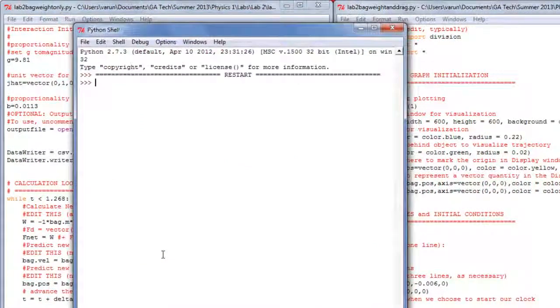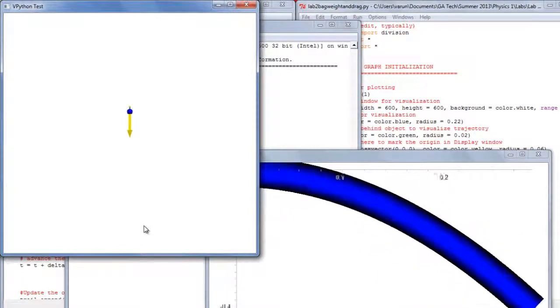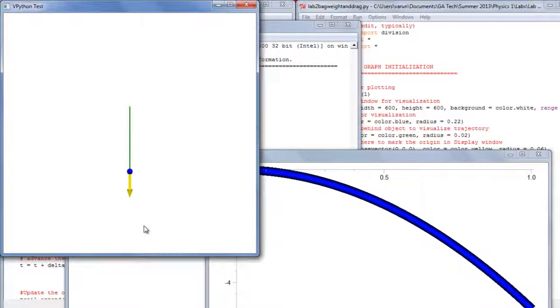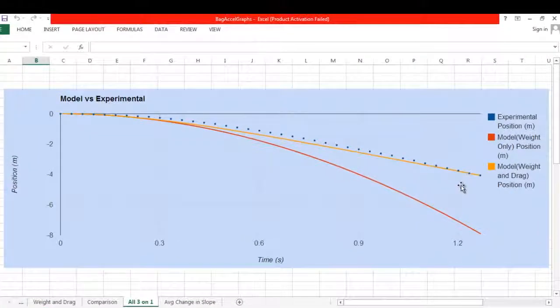When this model is run, with the weight force being the only force yielding to the net force, we get this. The model's predictions are very different from what happened in the experiment. The bag in the experiment actually moved a lot less than what was supposed to be, according to the model. The model overpredicted what happened. The reason for this discrepancy is because the weight force was not the only force acting on the bag. There's also the drag force.